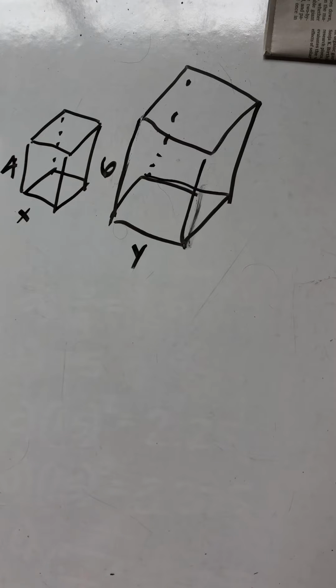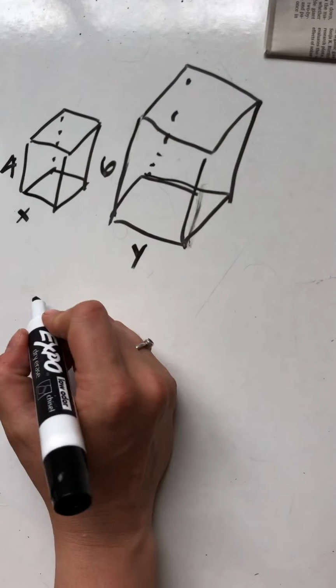This is how to do number 1 in the 9.1.5 knowledge check. It's about similarity ratios. And so we're given 2 prisms and we know that they're similar. One has a side length of 4, one has a side length of 6. We don't know any of the other side lengths, but that's okay because as long as we know they're similar, we can find the similarity ratio.